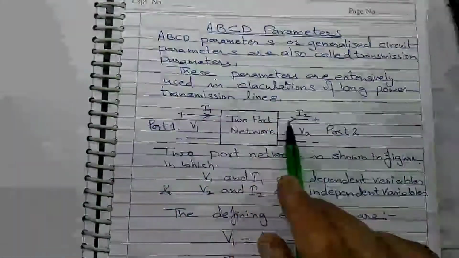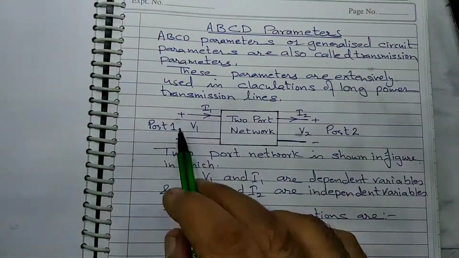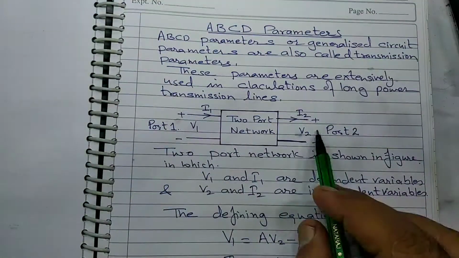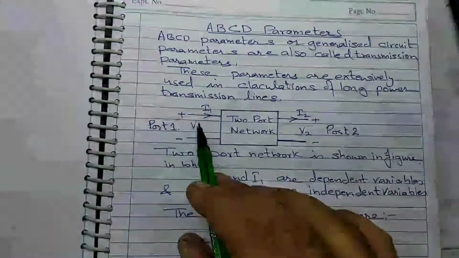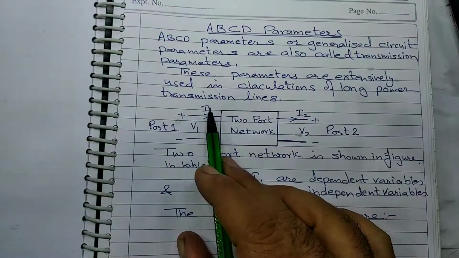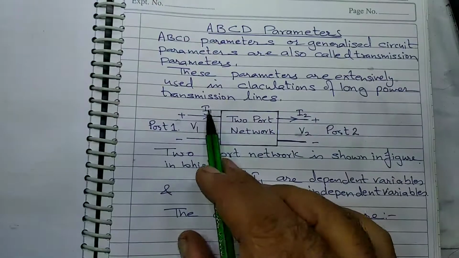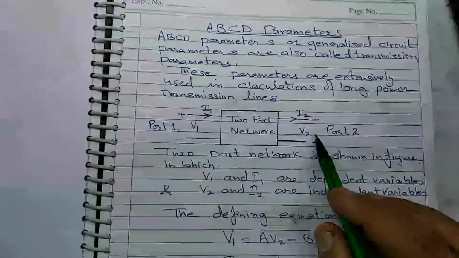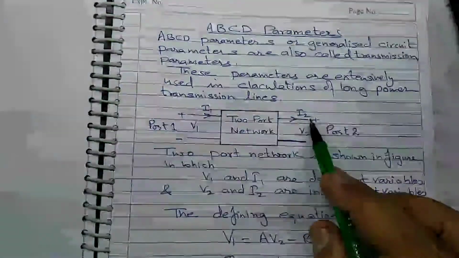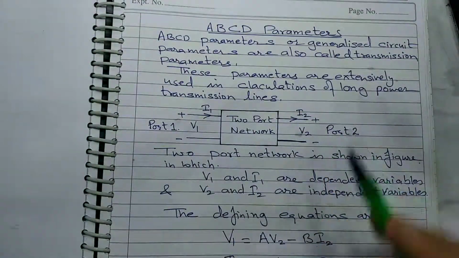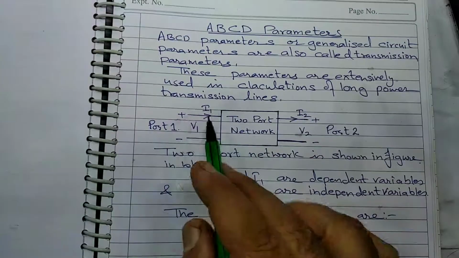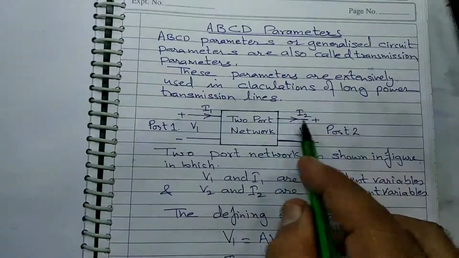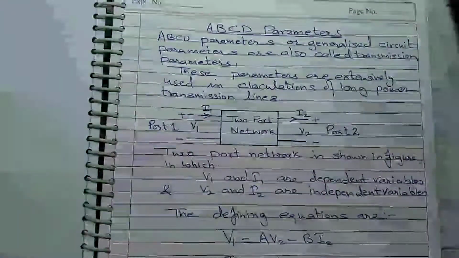This is a block diagram of two-port network where this is port 1, this is port 2. This is the input port, this is the output port. V1 is the input voltage, I1 is the input current, V2 is the output voltage and I2 is the output current. We can just see the direction of current. This is the input current, this is the output current.